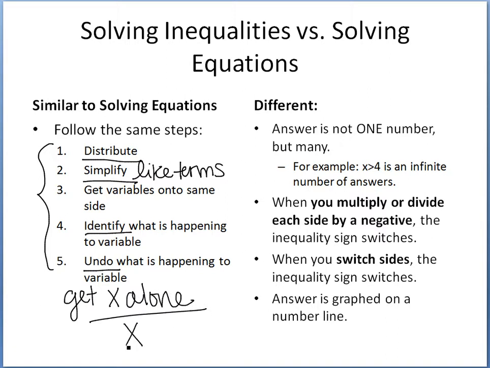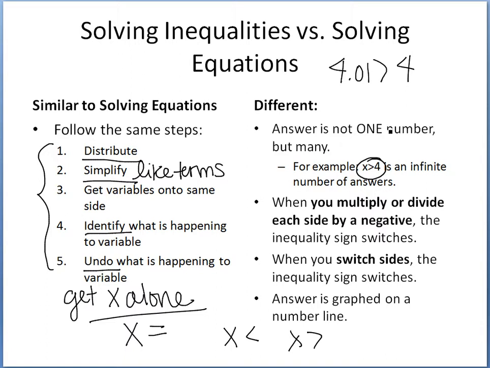But instead of x equals, you're going to have like x is less than or x is greater than. It's still telling us something about x. But that answer is not considered one number anymore. If we have x is greater than 4, the number of answers that you can think of for x that are bigger than 4 are an infinite number of answers. 5, 6, 7, 21.3, 4.01 is greater than 4.